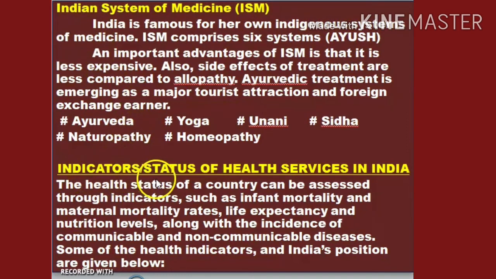So next is indicators or status of health services in India. The health status of a country can be assessed through indicators such as infant mortality and maternal mortality rates, life expectancy and nutritious level, along with the incidence of communicable and non-communicable diseases. Some of the health indicators and India's position are given below. So these I had told you, these are the most important indicators for assessing the development strategy of a country.